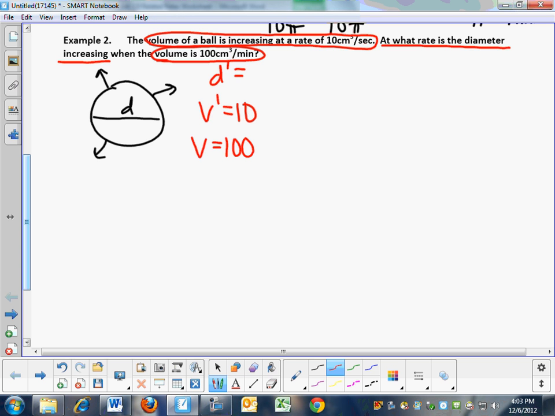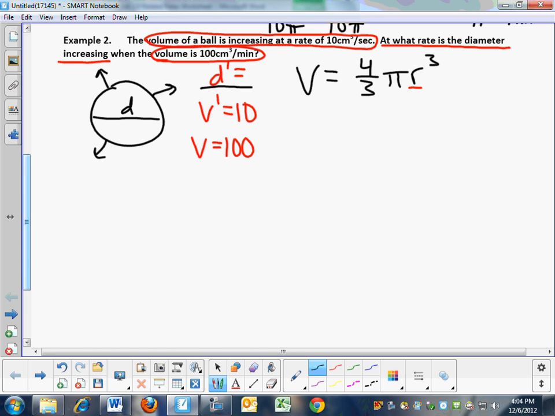Let's see if that is of help to me at all. What is the volume of a sphere? The volume of a sphere is equal to 4 over 3 pi r cubed. Again, we have diameter changing, we have radius changing, we have volume changing, we have time changing. As you notice, I'm looking for the diameter. However, my equation has r.